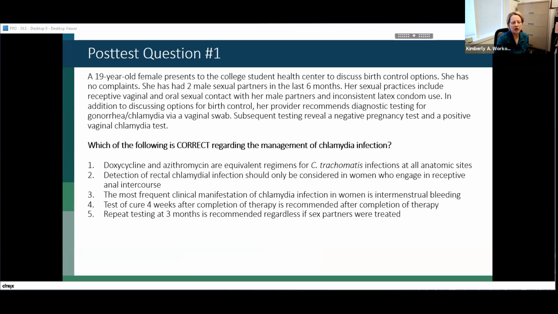So the post-test question 1. Let's pull up the poll in terms of what you guys voted for. I know what you said pre-test. What is the answer to the question with this woman that had a vaginal chlamydial test, and what was the correct response regarding the management of this woman that had chlamydia? If you would vote, let's see if you've increased your knowledge base.